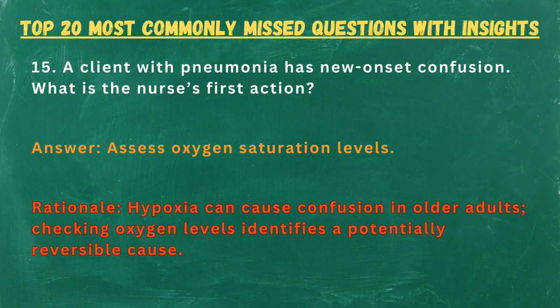15. A client with pneumonia has new onset confusion. What is the nurse's first action? Answer: assess oxygen saturation levels. Rationale: hypoxia can cause confusion in older adults. Checking oxygen levels identifies a potentially reversible cause.